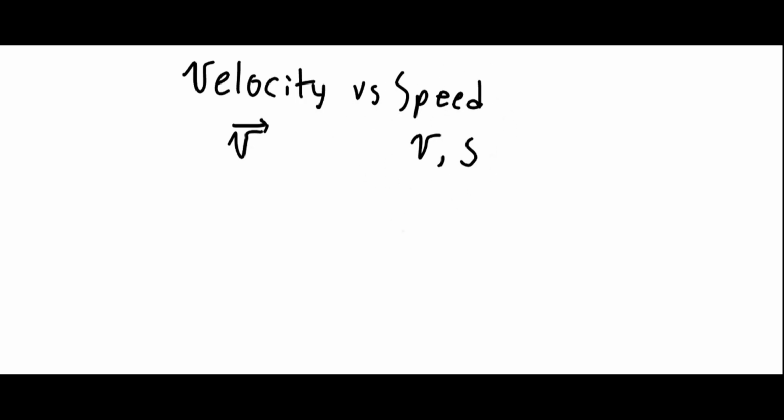Speed is your distance over your time. Now, velocity, on the other hand, is very similar, but it's a vector, so it's not going to be the distance. It's going to be the displacement over time.